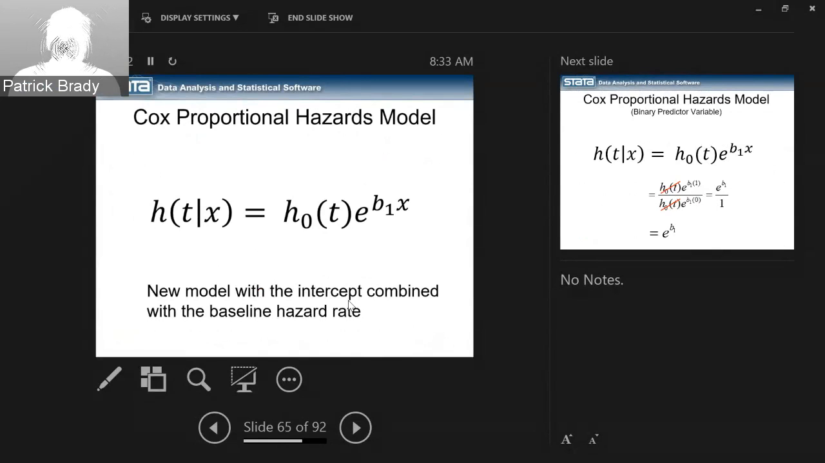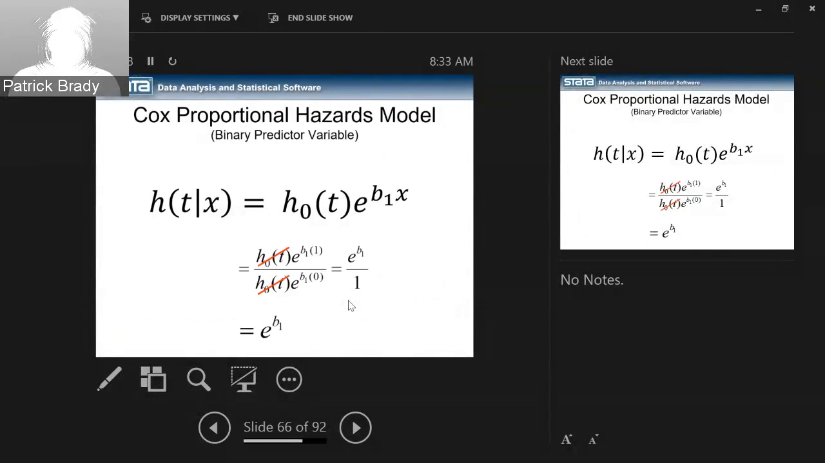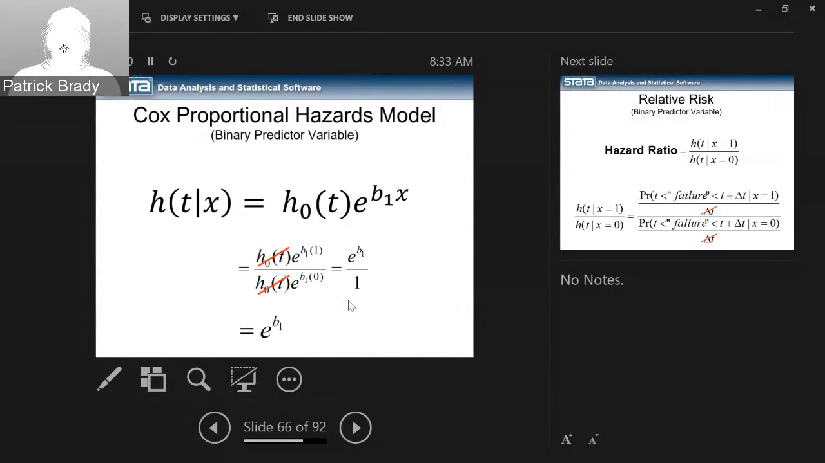It's parametric in this part of the model, but we're going to largely ignore what the functional form of this baseline hazard is for now. The reason that we can ignore what that baseline hazard rate is, is because usually what we're interested in is the effects of the covariates on that hazard rate. And when we compute something called a hazard ratio, the baseline hazard rate just cancels out.